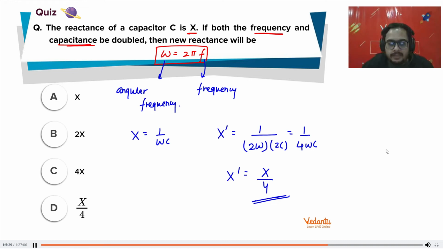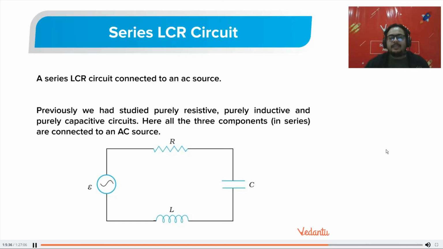Okay, so let us start the final thing, which is the series LCR circuit. What will happen if in a circuit you have a resistor, capacitor, and inductor? All are there in the circuit. What will happen to the current? How much current will flow? What will be the phase difference? How will we draw the phasor? All that we are going to see here.